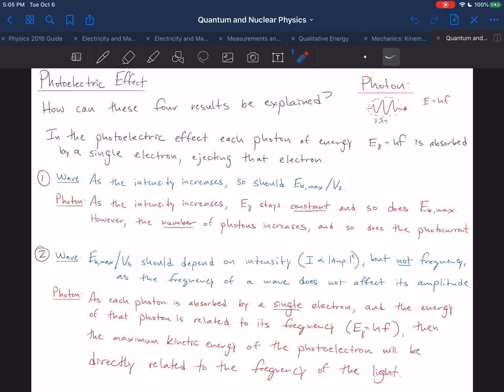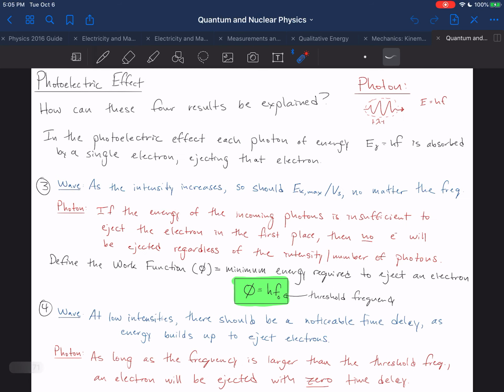If you increase the frequency of the light, you go from optical to UV, you are giving each photon that you send more energy. The photons come with higher energy per packet, and they're absorbed by a single electron, which means that your maximum kinetic energy of those ejected photoelectrons, and therefore your stopping voltage, is going to directly depend on the frequency of the light coming in. That is directly tied, number 2 is directly tied to this proposal right here, that E gamma is equal to hf.